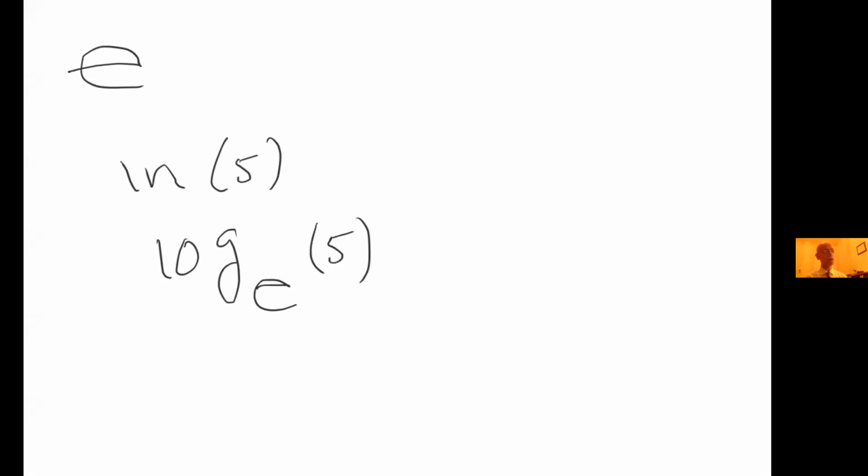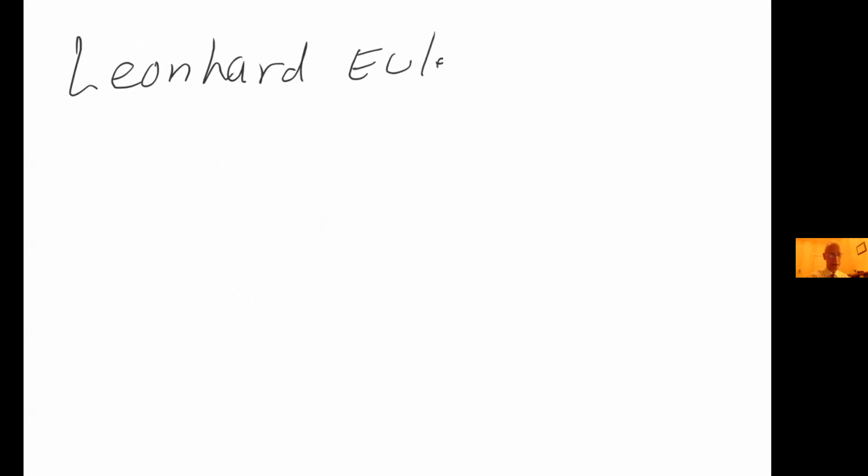The e is a number, and the letter e itself is in honor of the Swiss mathematician Leonhard Euler. Let me write it. I'm not sure if I'm pronouncing it correctly. I know we write it as Euler, but it's spelled Euler. Swiss mathematician, 1707 to 1783. And so this e in his name, we are calling that number e in his honor.